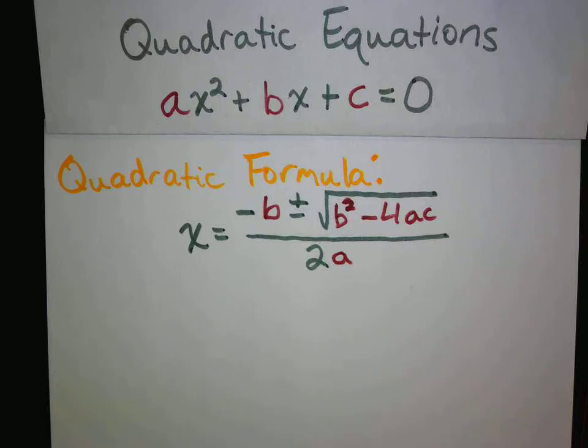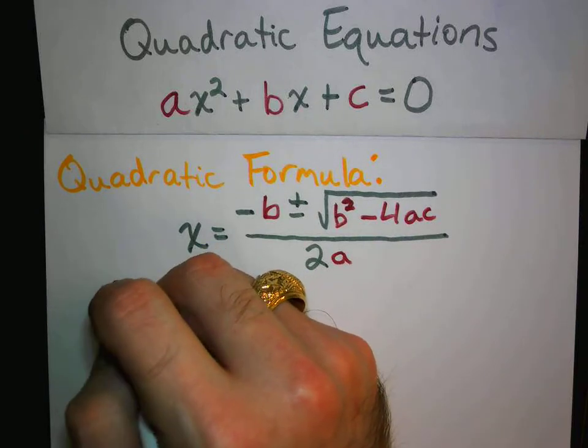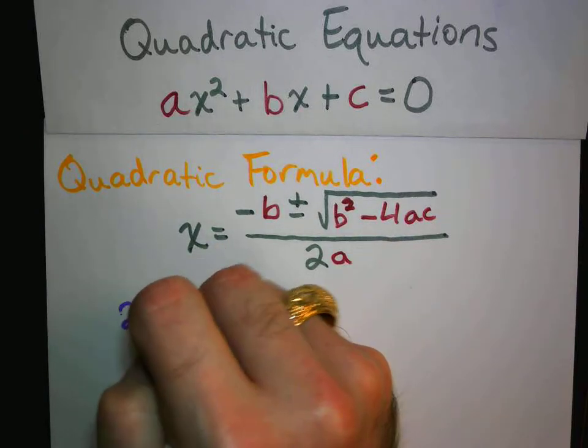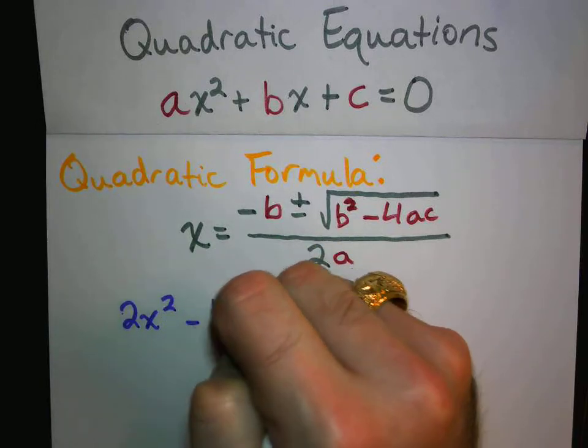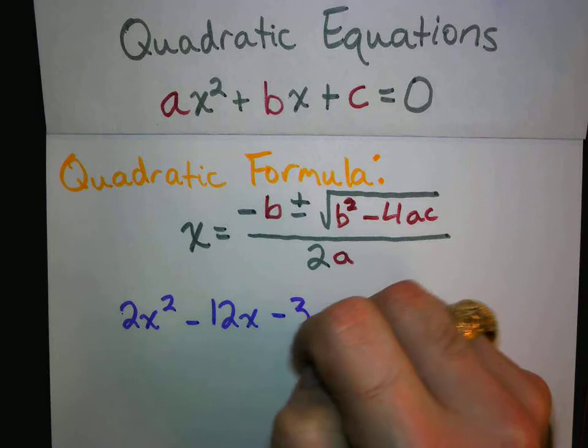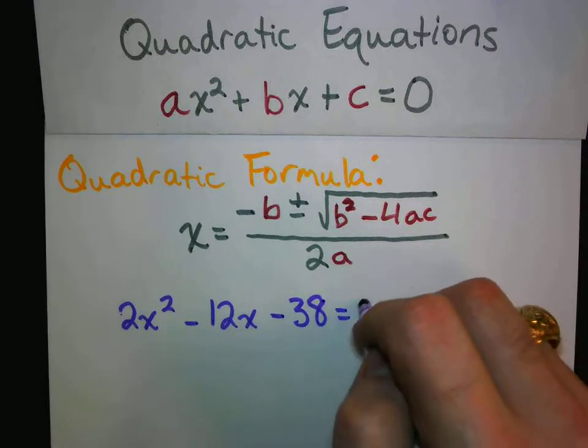But let's go ahead and look at an example equation that we will use the quadratic formula with. And I want to use 2x squared minus 12x minus 38 equals 0.